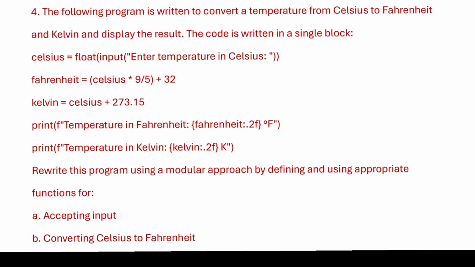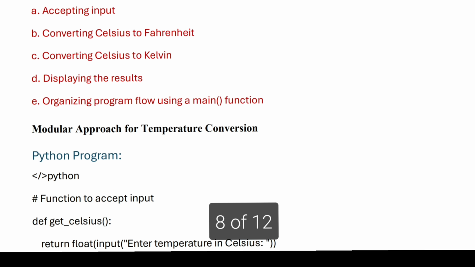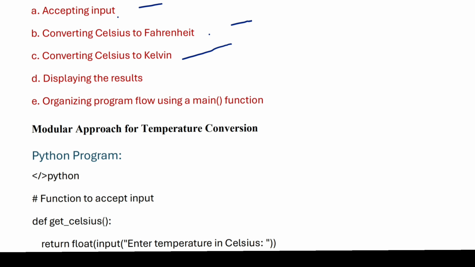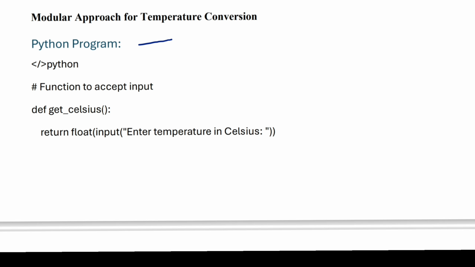And the next question: write a program to convert temperature from Celsius to Fahrenheit and Kelvin, and display the results. So here the same Fahrenheit, Celsius and Kelvin temperatures are given. Based on that we have to rewrite the program with a modular approach, using appropriate functions. What functions do we have to use here? We have to accept input, convert Celsius to Fahrenheit, convert Celsius to Kelvin, and display the results, and organize the program flow using a main function. Okay. The Python program you have to approach like this.